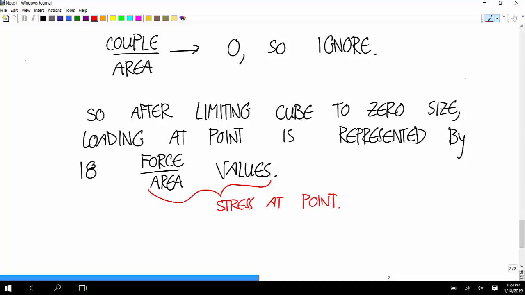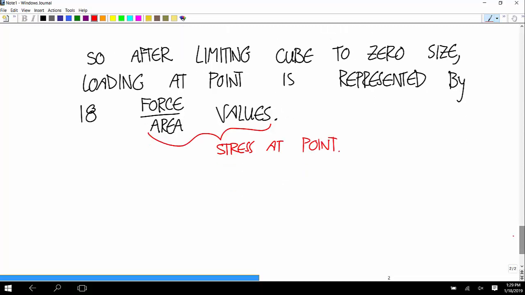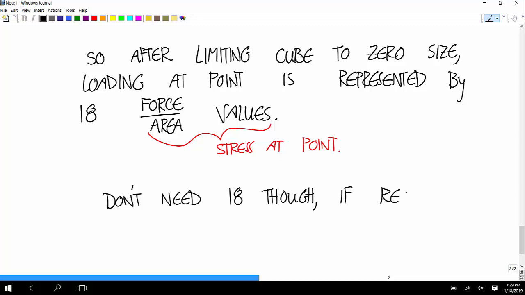Okay, so now let's think about what we can throw away. We don't need 18 though. We require that this cube is in equilibrium.